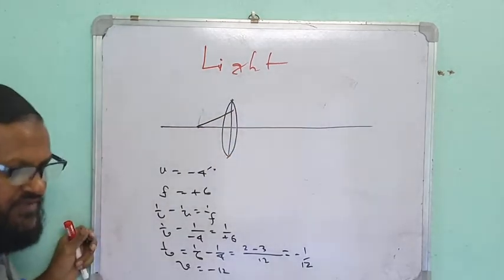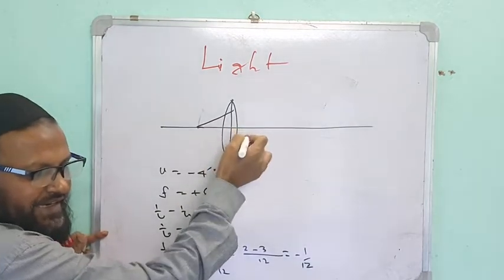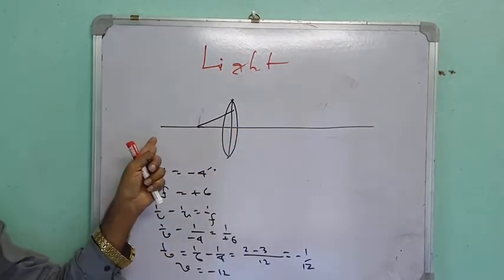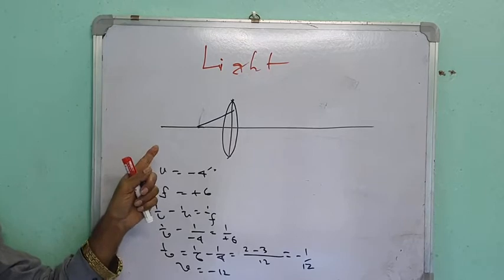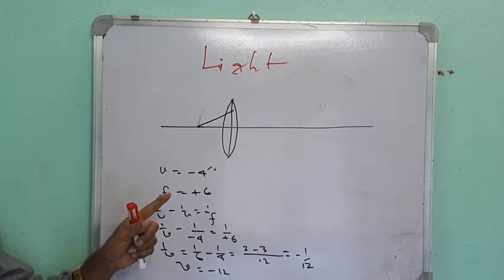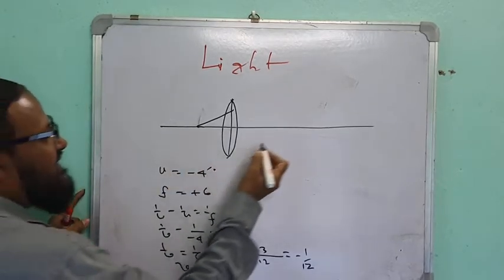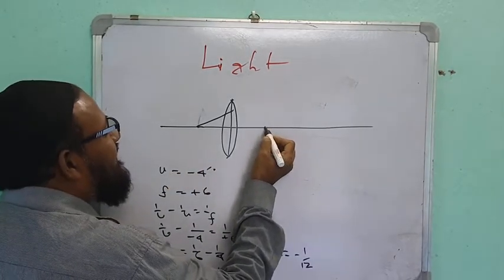I am putting the object here. What is the distance? This distance is 4. But here, F is 6. Within focal length. What is the nature? Erect, virtual, magnified. That is the rule. Please try to understand.